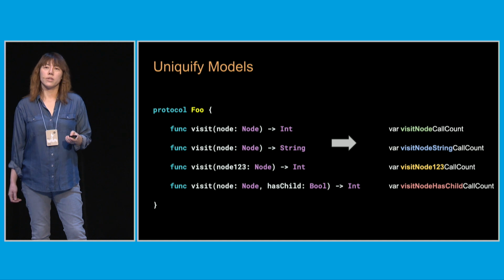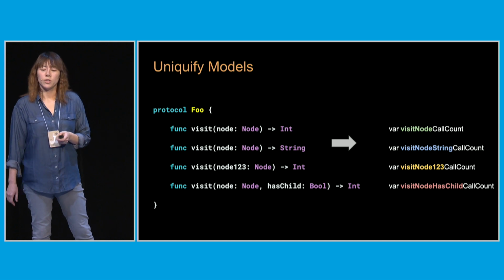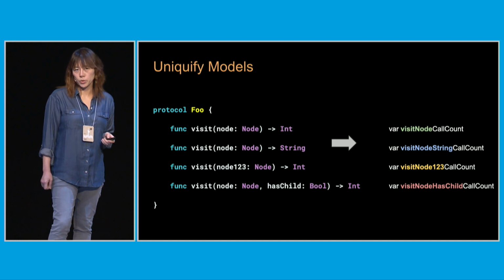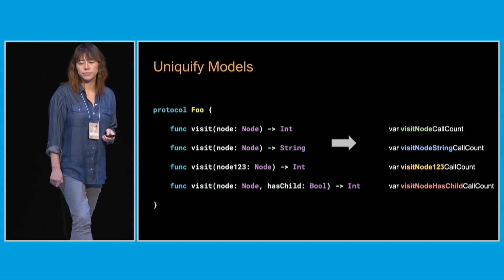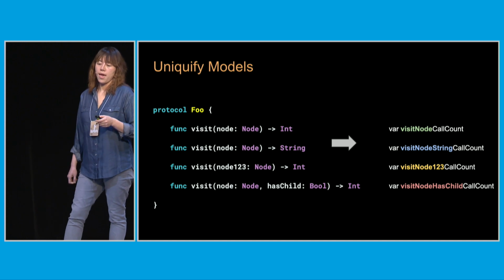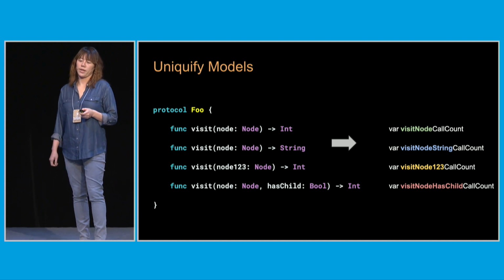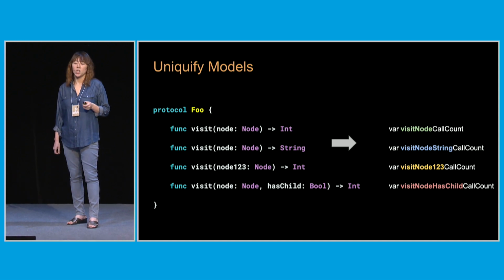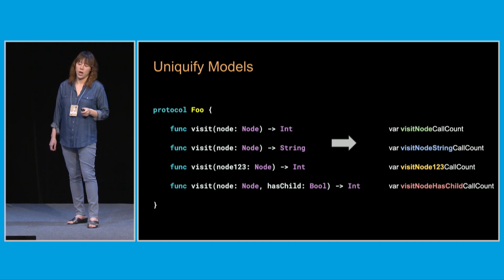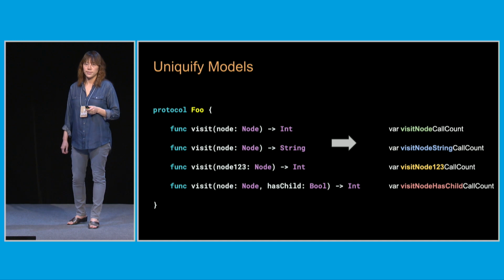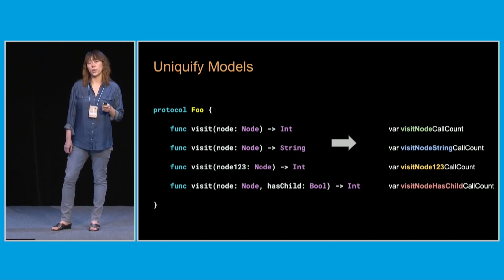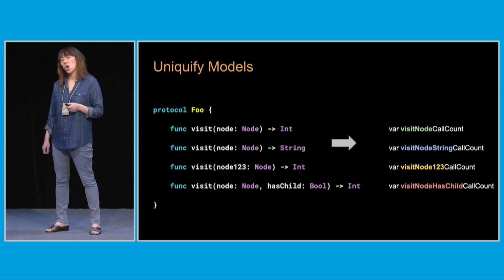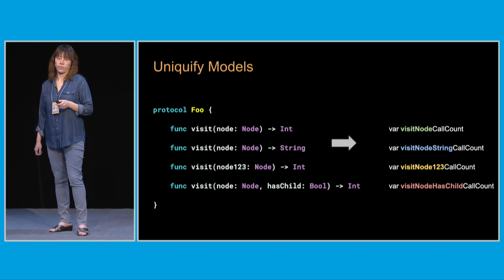When you're generating models, there are a few things to keep in mind. You want to make sure each model is associated with a unique identifier, so there's no collision. As in this example, overloading allows functions to have the same name, but different types. But the underlying variables have the same type. So we need a way to differentiate them, and we do that by using unique identifiers. In this case, we have several functions called visit, but with different types. The underlying call count variables should all have different names.